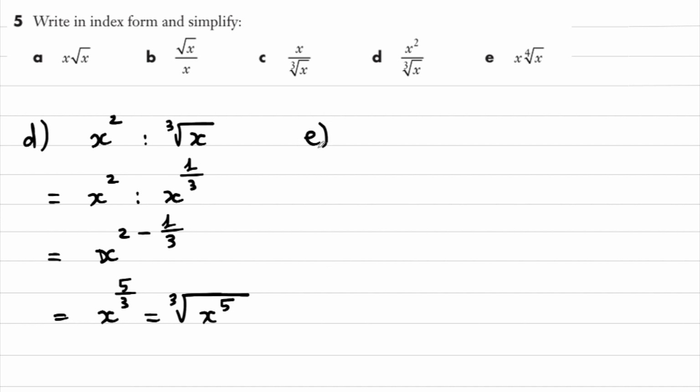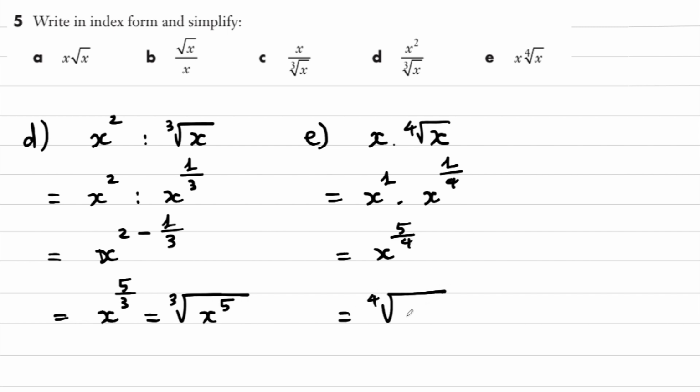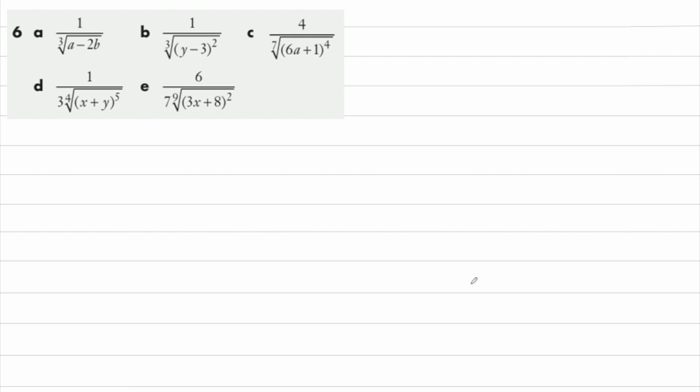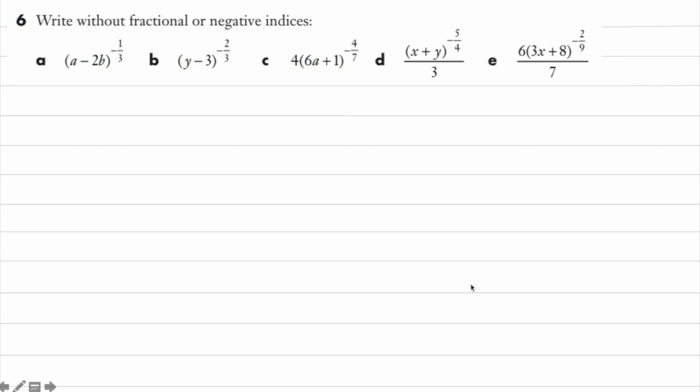Yes. And about question E, you've got x multiplied by the fourth root of x here. The first term is x to the power of 1. The second term is x to the power of 1 over 4. After that you've got x to the power of 5 over 4. It means the fourth root, with x to the power of 5 inside the fourth root sign. Yes, we finished this question. Question 5. Move to question 6. How many questions? Okay, there are only 5 questions for this one.